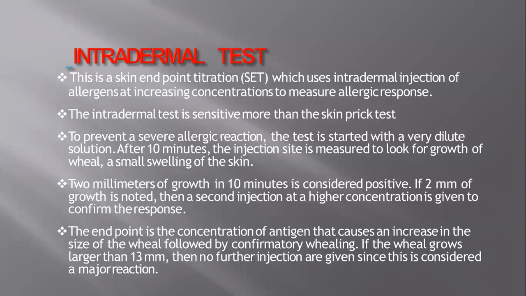Then 2 millimeters of growth in 10 minutes is considered positive. If 2 mm of growth is noted, then a second injection at a higher concentration is given to confirm the response. So at the beginning, we are going to give a very small amount, for example 0.05 ml, then 0.1 ml, the next 0.25 ml, the next 0.5 ml. Like that, we can increase the dose, and see whether the individual is having a severe allergic reaction or not. Okay.